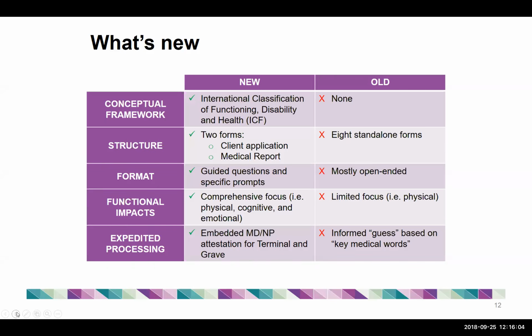the physical element of function was really paramount to getting and keeping a job, whereas now we've moved more into a knowledge-based economy, and having good cognitive and emotional function is key to employability. So we're really trying to probe those elements in more detail today. And as I mentioned earlier, we have various off-ramps embedded within the forms to allow healthcare providers to essentially skip questions and provide an abbreviated set of evidence for the adjudication of terminal and grave conditions.